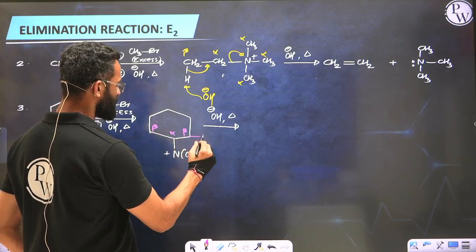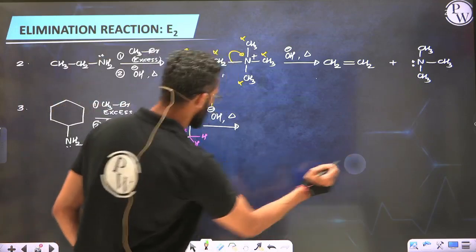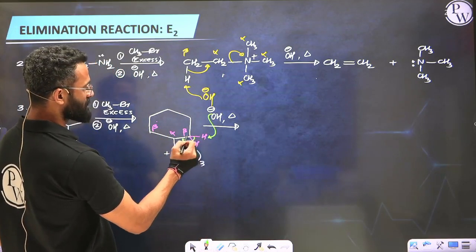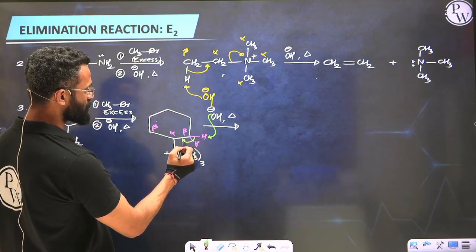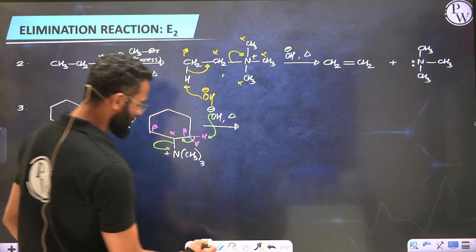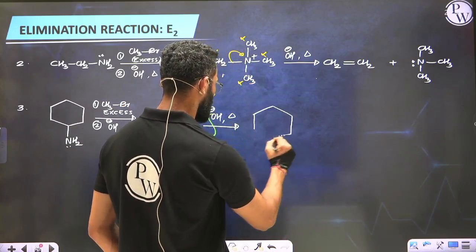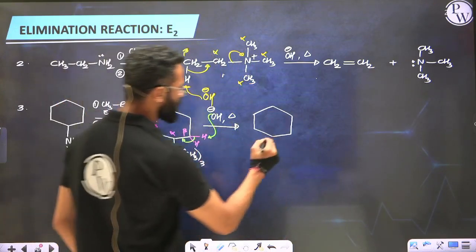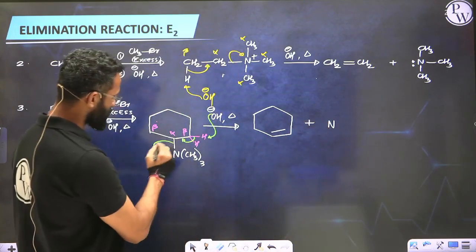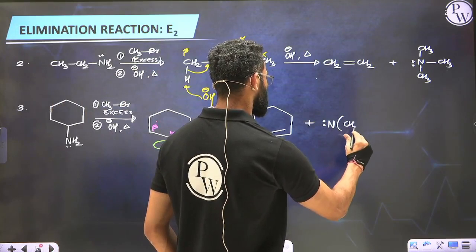Now I'll highlight 2 H's from one of the beta. See, both beta are equivalent. So base can abstract hydrogen from any of these carbons. Let's say base abstracted this hydrogen. So the sigma bond of the beta hydrogen you should shift towards alpha, which is further connected to nitrogen, so that this bond can break. So this will leave and this will result in the formation of a double bond plus tertiary amine, where nitrogen will carry a lone pair with 3 methyl groups.